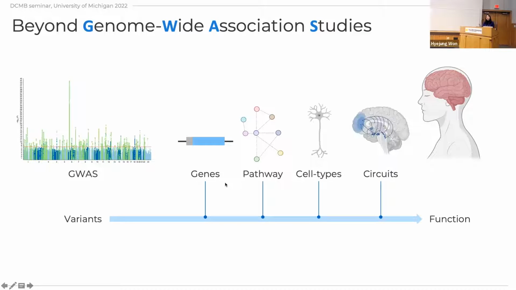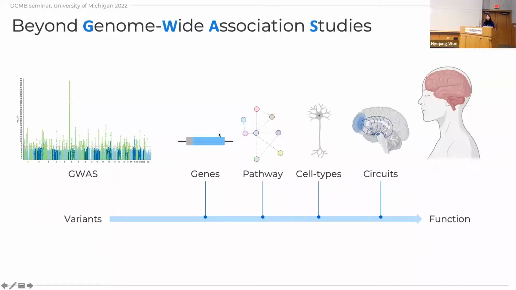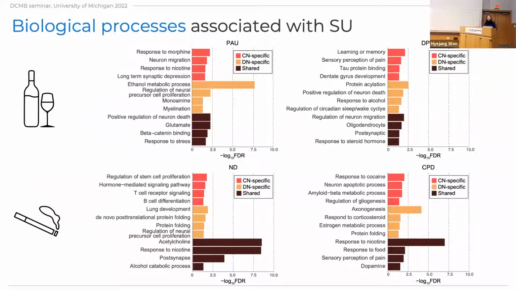So going back to the original diagram, I told you earlier that once you identify the genes, it's relatively easier for us to understand the biological pathways, cell types, or circuits that are involved with the disorder. So I'm going to show you how identifying these genes from this data set could potentially provide us some information about substance use biology. So first, we wanted to check which biological processes are associated with substance use. And as a proof of principle, and somewhat reassuringly, we found some very clear evidence that we are finding something right.